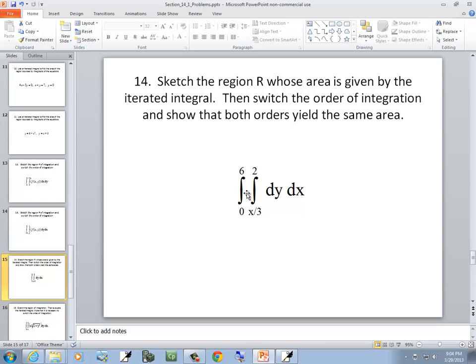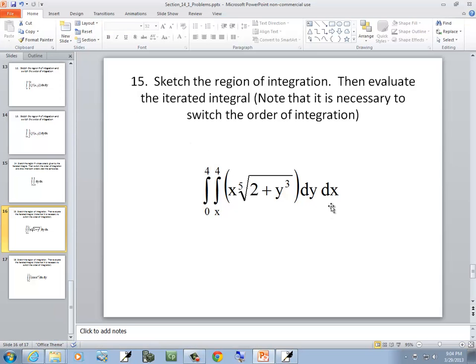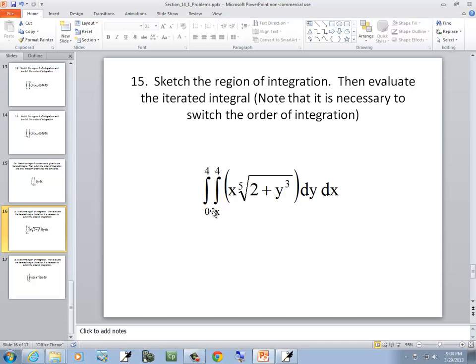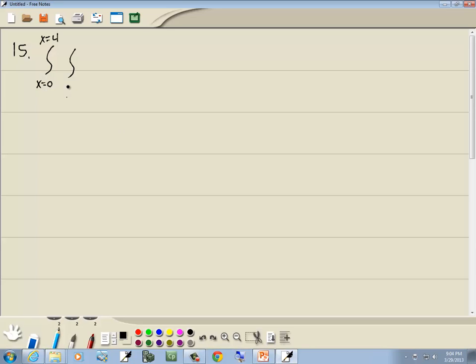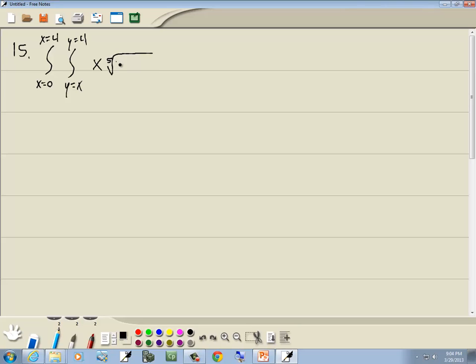And let's look at our next problem. Again, the outer one is the dx, so x equals 0 to x equals 4. And then the inner one is our dy, so this is y is equal to x, so y is equal to 4. And we've got this, 5th root of 2 plus y to the 3rd, dy dx.